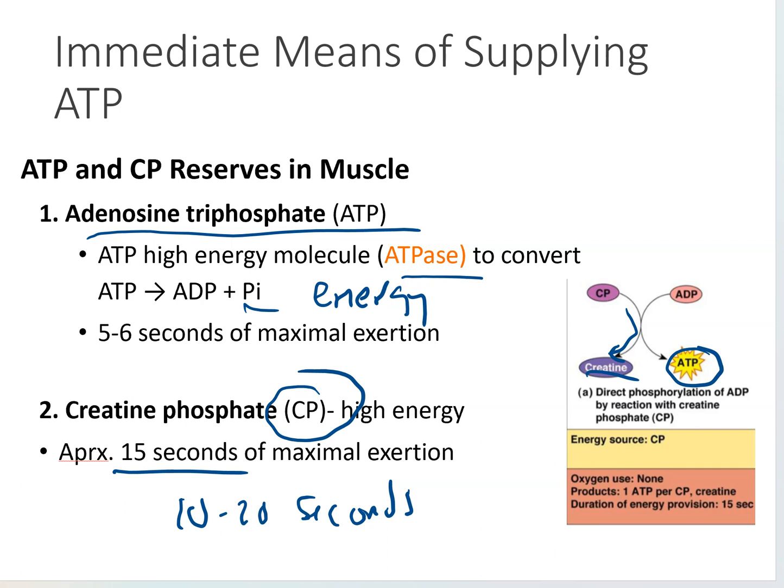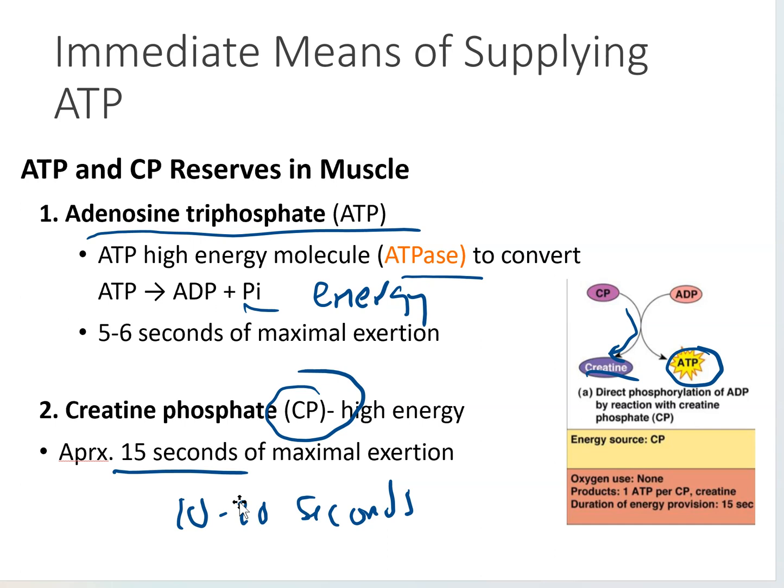So if you think about it, why is it good that we have this built-in 10 to 20 seconds worth of ATP in our muscles? Can you think of a reason why that might be helpful? Well, think about your fight or flight response. When danger occurs and you have to either fight or flee, this is basically giving you a good 10 to 20 seconds to do that. So it's a survival mechanism. It's in there for immediate energy.